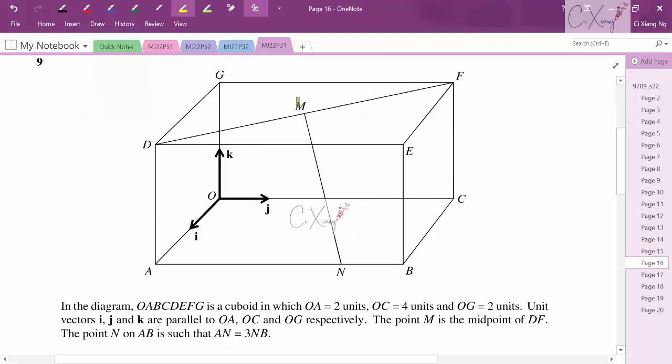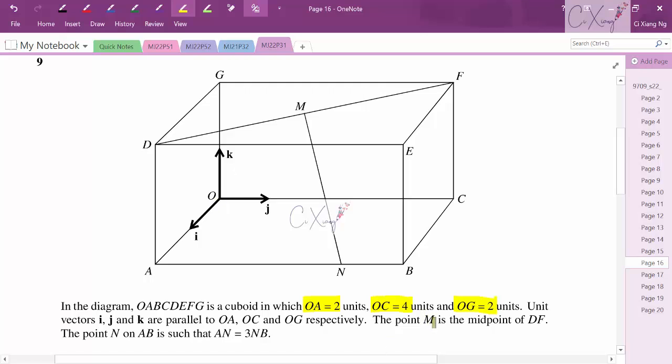All right, so question number 9. They give us a diagram and tell us all the important information about it. We know that OA equals 2 units, OC is 4, and OG is 2 units. The unit vectors i, j, k are parallel to OA, OC, and OG respectively. You can see all the directions are labeled clearly.